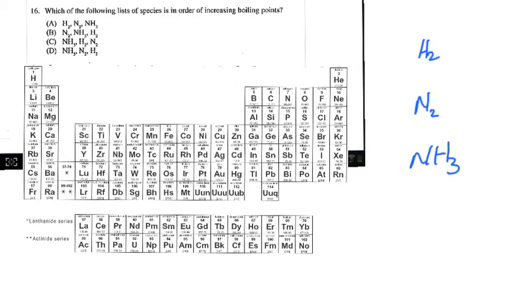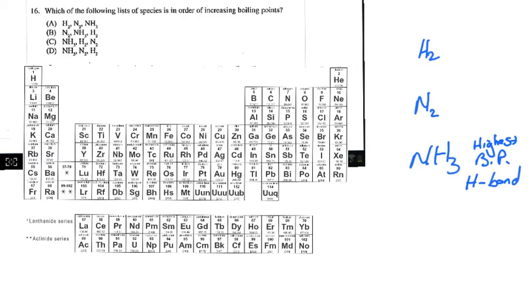I think we could all identify that NH3 definitely is going to have the highest boiling point, and the reason is because its intermolecular forces between it and another NH3 molecule would be H bonding, and hydrogen bonding is a particularly strong intermolecular force.